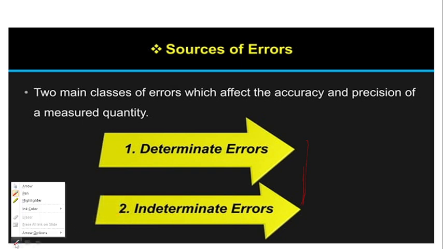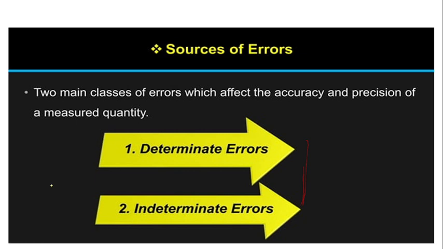There are two main classes of error which affect the accuracy and precision of a measured quantity. Accuracy is whether what we prepared is completely accurate or not. And then there is precision of a measured quantity. There are basically two kinds of errors: one is called determinate error and the second is called indeterminate error. As the name indicates, in determinate error, we can easily determine what contaminants or other things are present in that particular product. But in indeterminate error, we cannot identify what contaminants and what other ingredients are present in that kind of product formation. Now we go through them one by one.